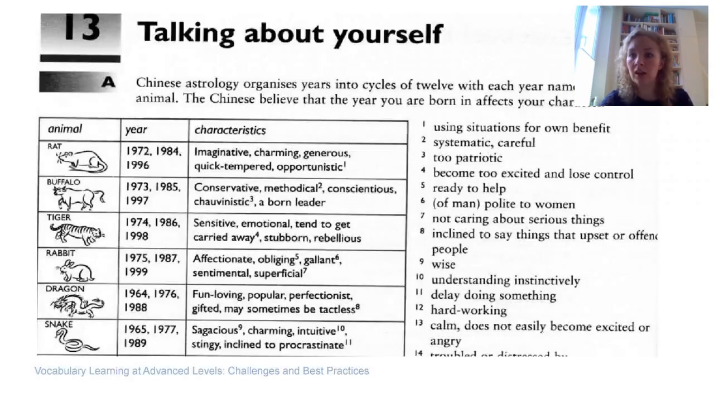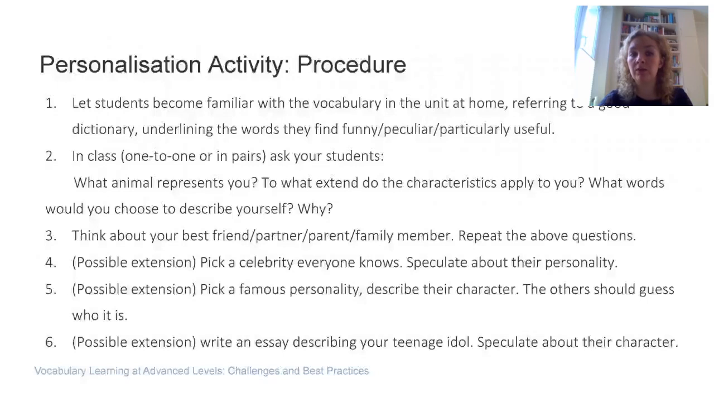So you see a beautiful unit with a lot of wonderful adjectives talking about yourself. What are you going to do? First of all, you let students become familiar with the vocabulary in the unit at home before you work with that. Please ask them to use a good dictionary. Underline words they find funny, peculiar, particularly useful. Don't ask them to learn everything. It's not very effective. They won't. They're going to learn the words that they find interesting.